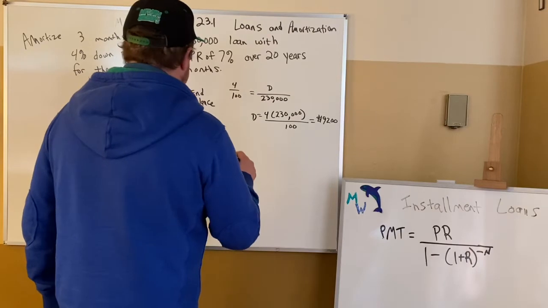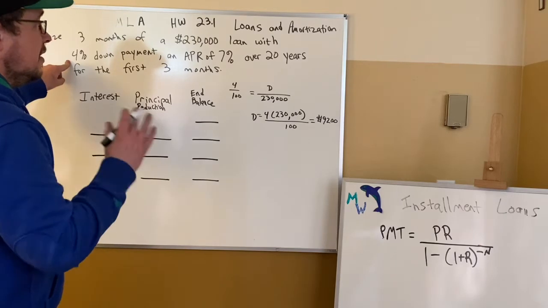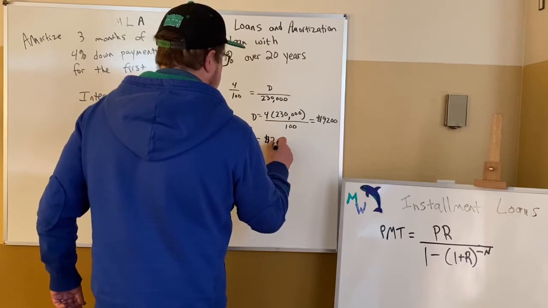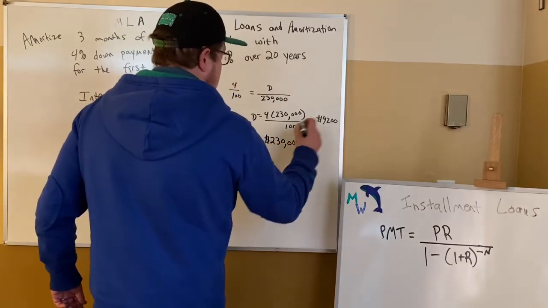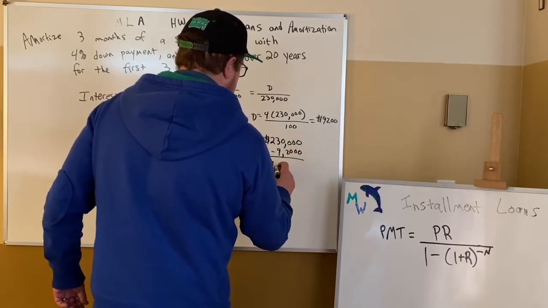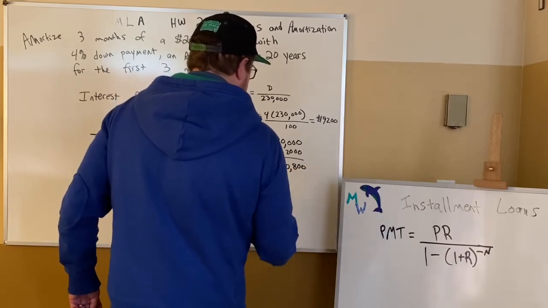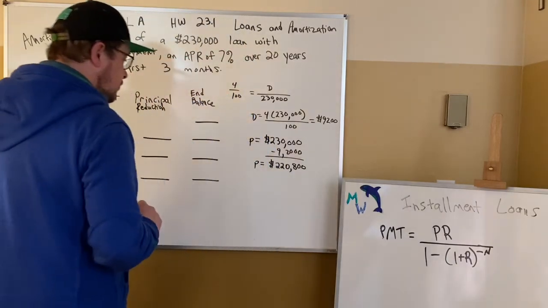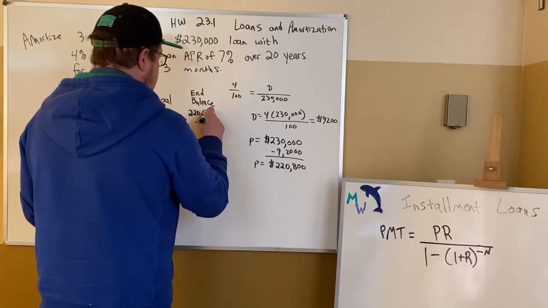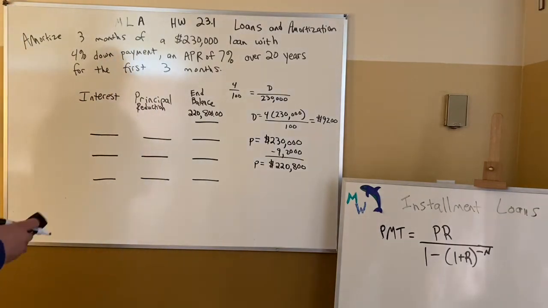And we're going to take that down payment of 4% off of the $230,000. They don't say anything about closing costs, so the principal is going to be made up of the $230,000 minus $9,200. You get $220,800.00 for the principal. And that's how this begins.